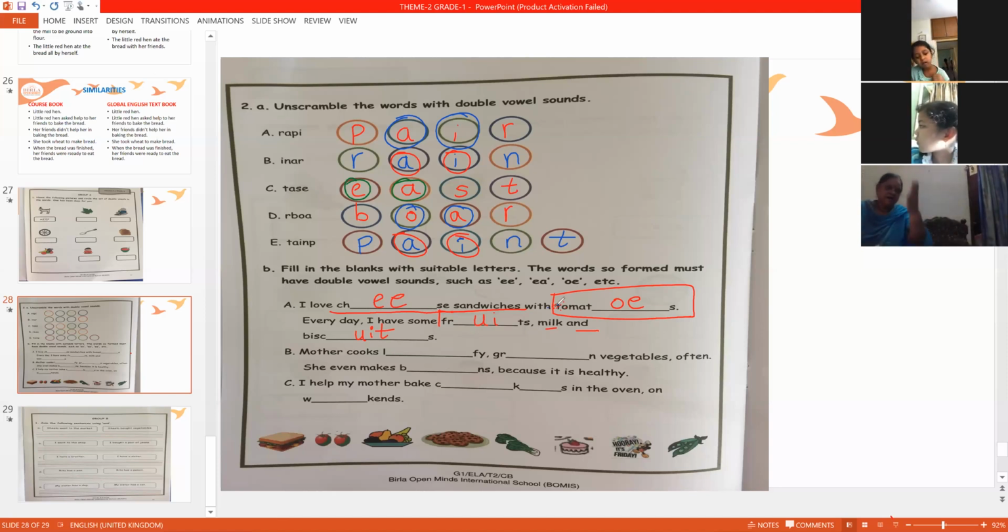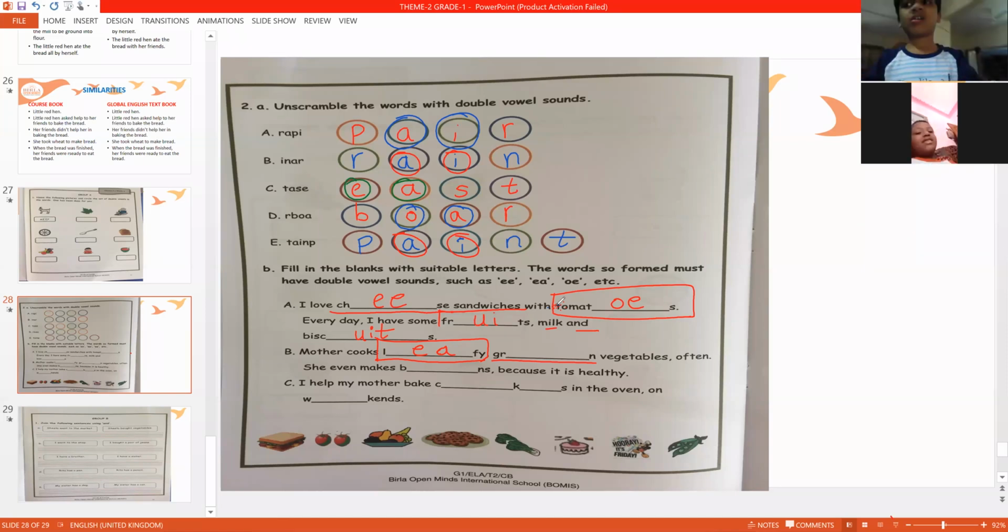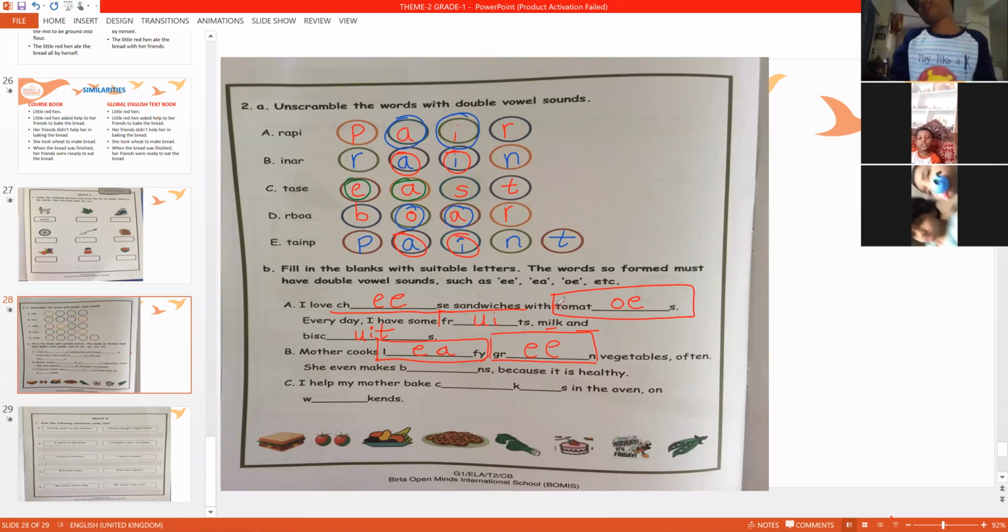Mother cooks L-E-A-F-Y. Yes, E and A. Can you read this complete word? What is this word? Very good. Leafy. L-E-A-F-Y. Leafy. And next one more you have. What is that? G-R-E-E-N. Green. Very good. Green. G-R-E-E-N. Green. Mother cooks leafy green vegetables.